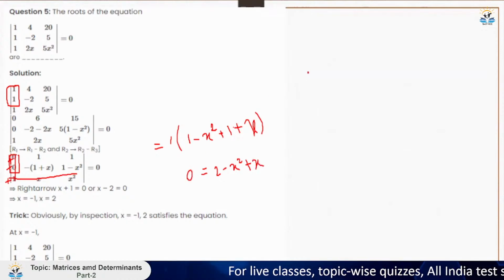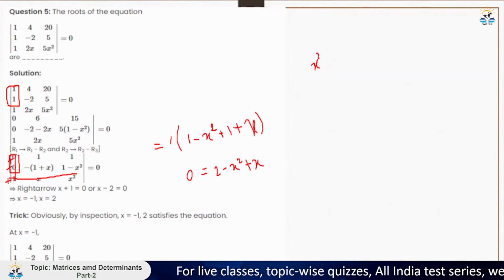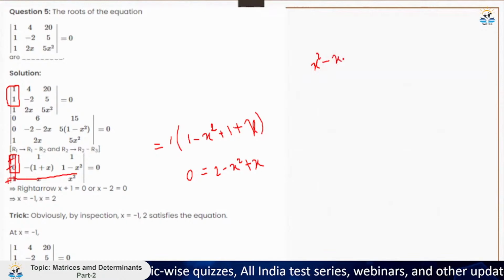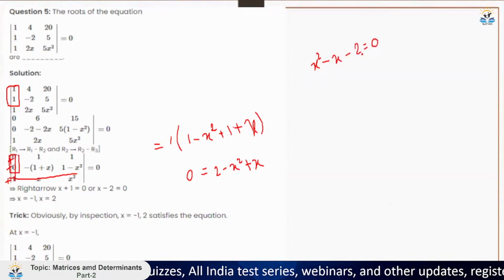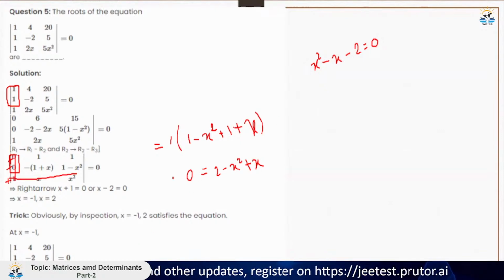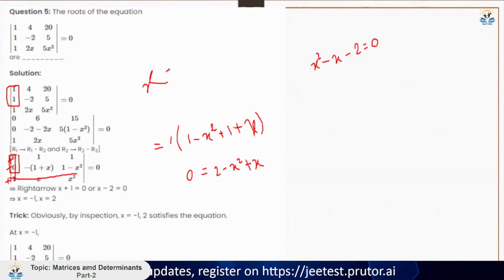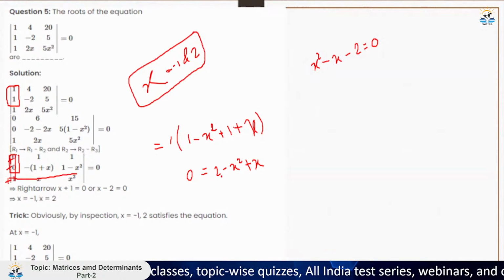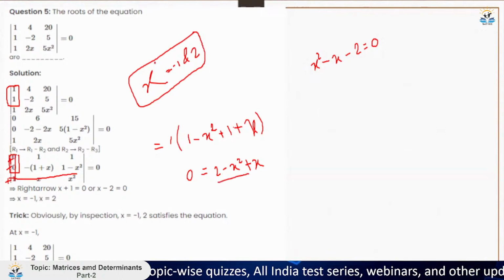Now it is a simple quadratic equation. We can easily solve it. x square minus x minus 2, and we know that we can convert it into x plus 1 times x minus 2, because x equal to minus 1 is a root of this: here we will get 1, here we will get 1, 1 plus 1 minus 2 is 0. So basically, two roots, minus 1 and 2. So from here, we are getting two values of x, which are minus 1 and 2. Basically, from the determinant we simply get a quadratic equation, then solve it to get the values of x.